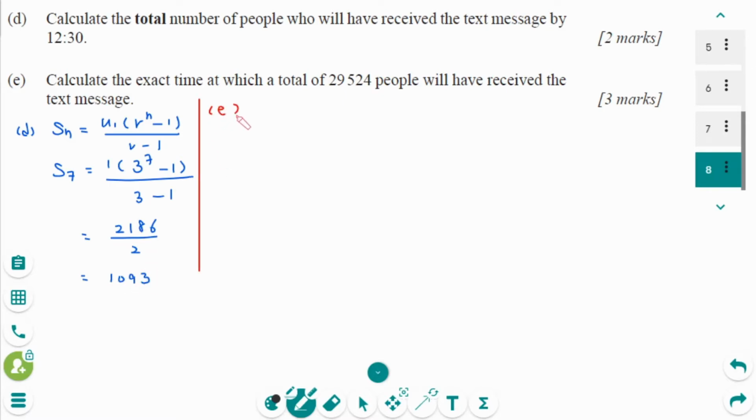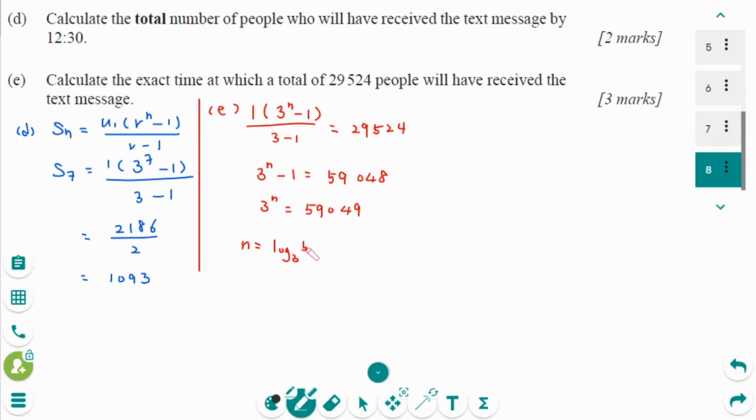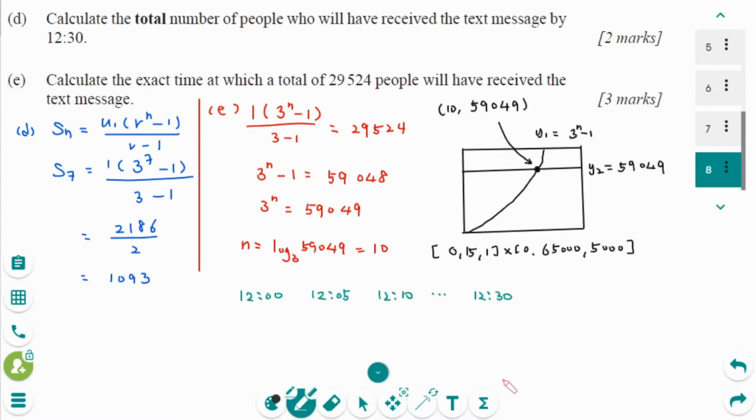Number E, 1 times 3 to the power of n minus 1 over 3 minus 1 equals 29,524. 3 to the power of n minus 1 equals 59,048. Then 3 to the power of n equals 59,049. Then use the logarithm, n equals log 3 of 59,049, which is 10. Or you can use the calculator.